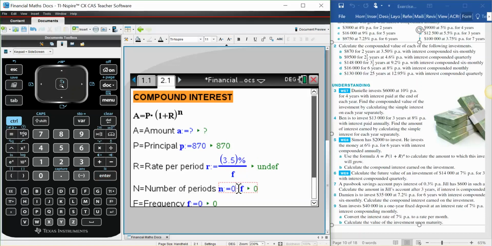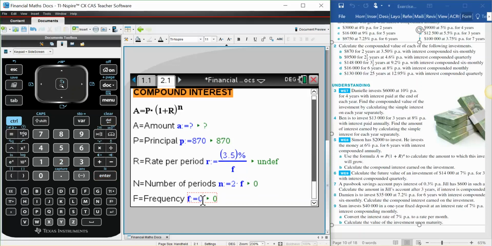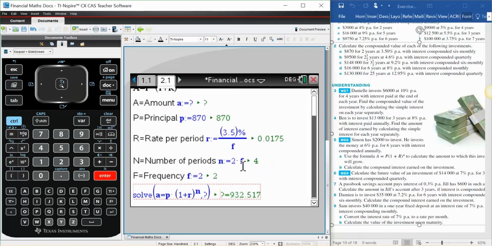The number of periods, or the number of years, was 2 years. And then the frequency, remember, was 6 monthly. So the amount of periods per year would be 2, because obviously there's the first 6 months and then there's the second 6 months. Once we define F as 2, we notice that the number of periods goes from 2 years and 2 periods per year to 4. And obviously the 3.5% divided by the 2 periods for the year, it works that out.